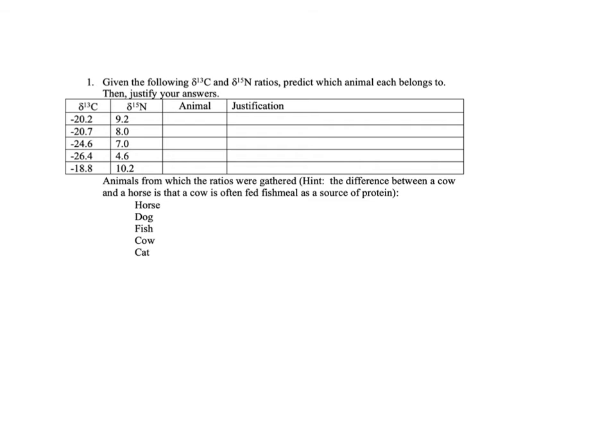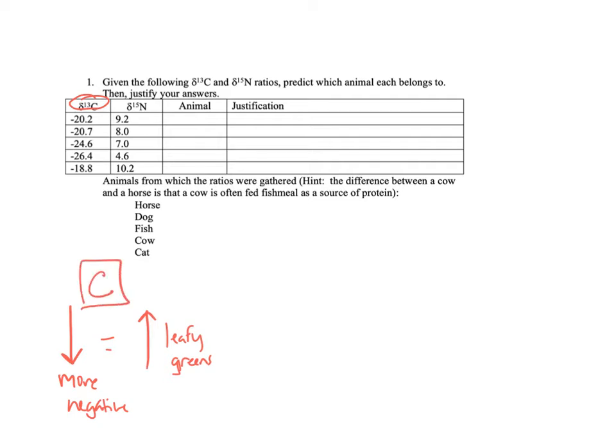Okay, so for this problem, we have to remember, let's just review the relationships. When we're looking at carbon-13, the lower the number, meaning more negative, the higher the leafy greens, because those types of plants, the C3 plants, incorporate less of the carbon-13. So this is for our carbon. The more negative, the higher the leafy greens. The less negative, the more processed corn and sugarcane.